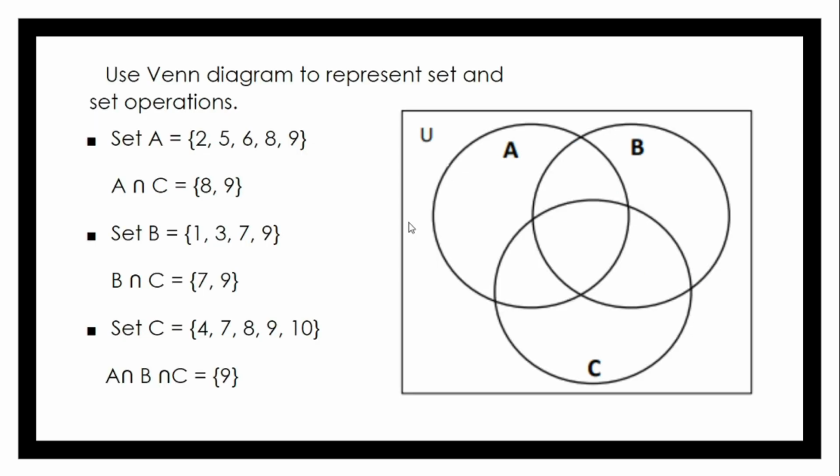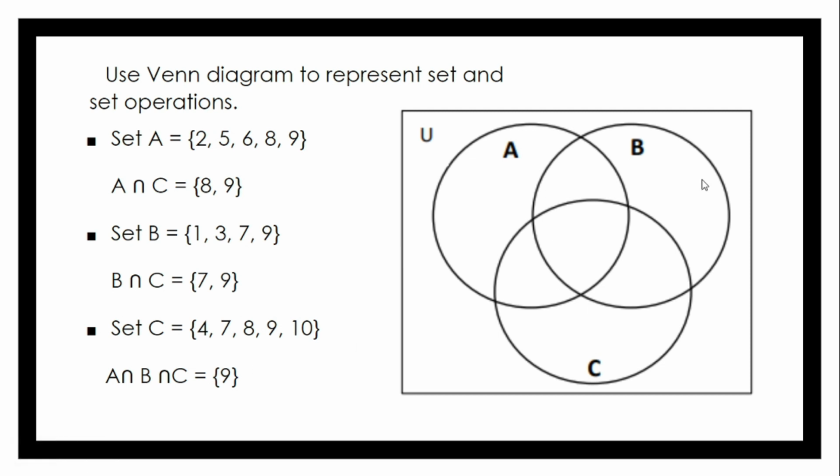Next is another illustrative example wherein we need to use the Venn diagram to represent sets and set operations. Right? What we discussed before when it comes to operations: union, intersection, and other operations. Now, they also gave the intersections here. So, now we have set A equal to 2, 5, 6, 8, 9. There, they also showed the intersection of A and C, the intersection of B and C, and the intersection of A, B, and C.